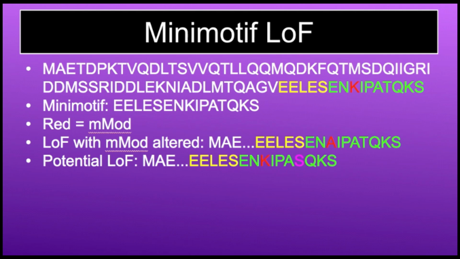I have an example protein here where the C-terminus is highlighted in green and a matching C-terminal mini-motif is highlighted between both the green and the yellow. What's highlighted in red is a lysine, which is the M-mod for this mini-motif. The M-mod is the position where the protein is modified. If the M-mod for the mini-motif is altered, then there is a loss of function for the mini-motif and probably for the protein, which is probably going to be pathogenic. I've given the example here where the lysine is changed to an alanine, from a K to an A, and therefore the M-mod is lost.